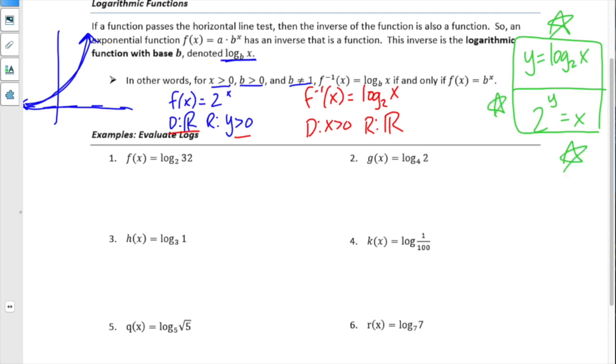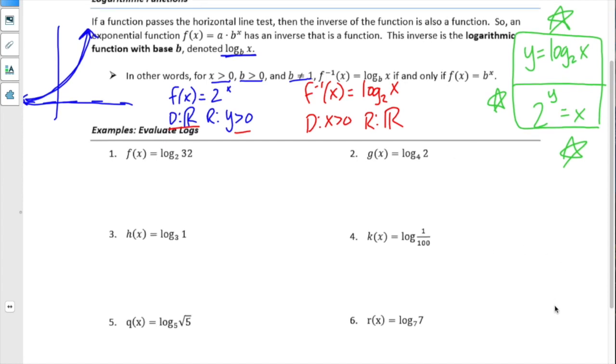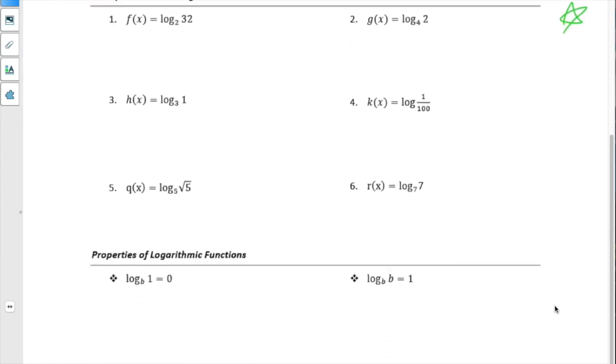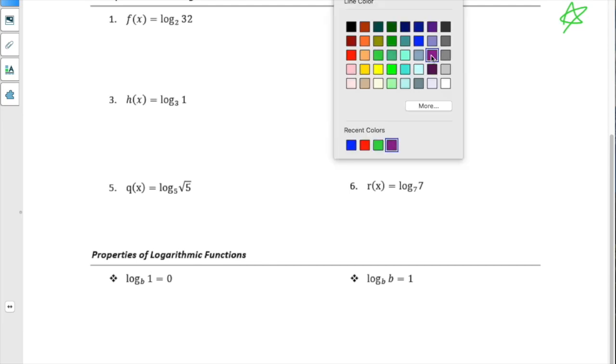Alrighty, I'm going to do some examples. If you want to skip this section because you feel like you know how to do them, feel free. Examples! All right, let's pick a fun color, purple.